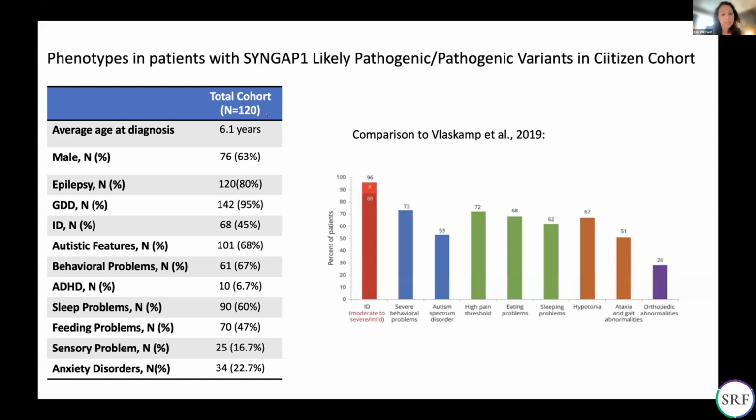Sleep problems in 60%, and this could range from diagnoses of sleep apnea or insomnia or restless legs in sleep. Feeding problems were diagnosed in 47% of individuals, sensory problems in 16.7%. And in this, I included the high pain threshold that was described in the Vlaskamp et al. paper. And then a newer diagnosis that came out of the CITIZEN cohort was that 22% of individuals were diagnosed with anxiety disorders as well, that hadn't been described before.